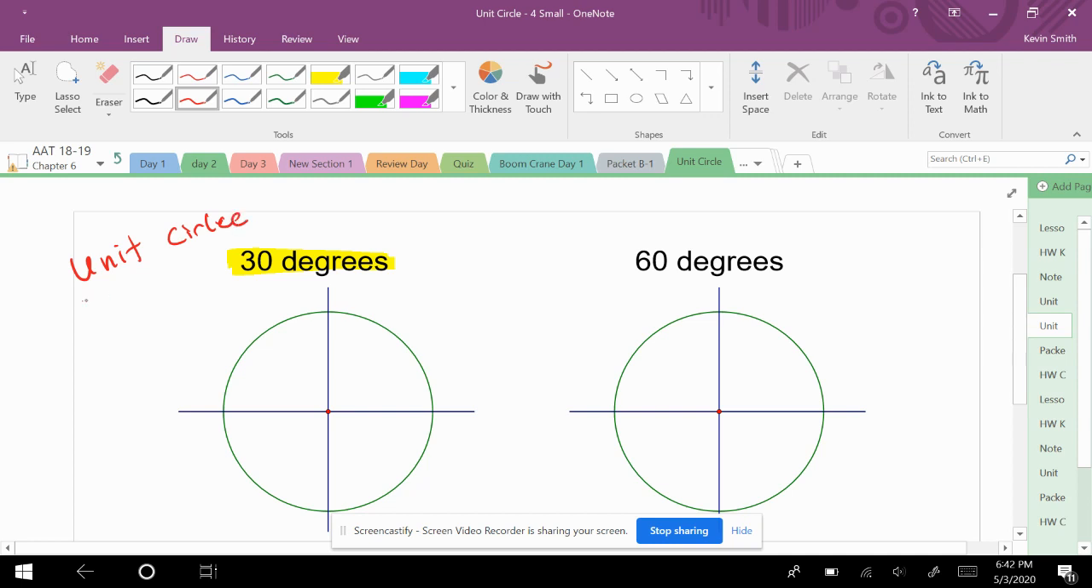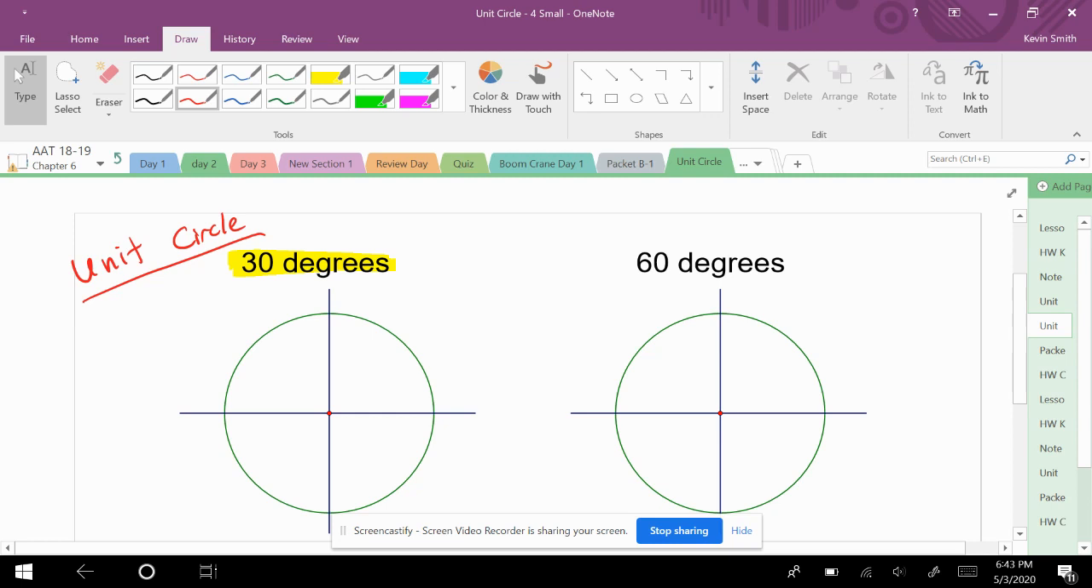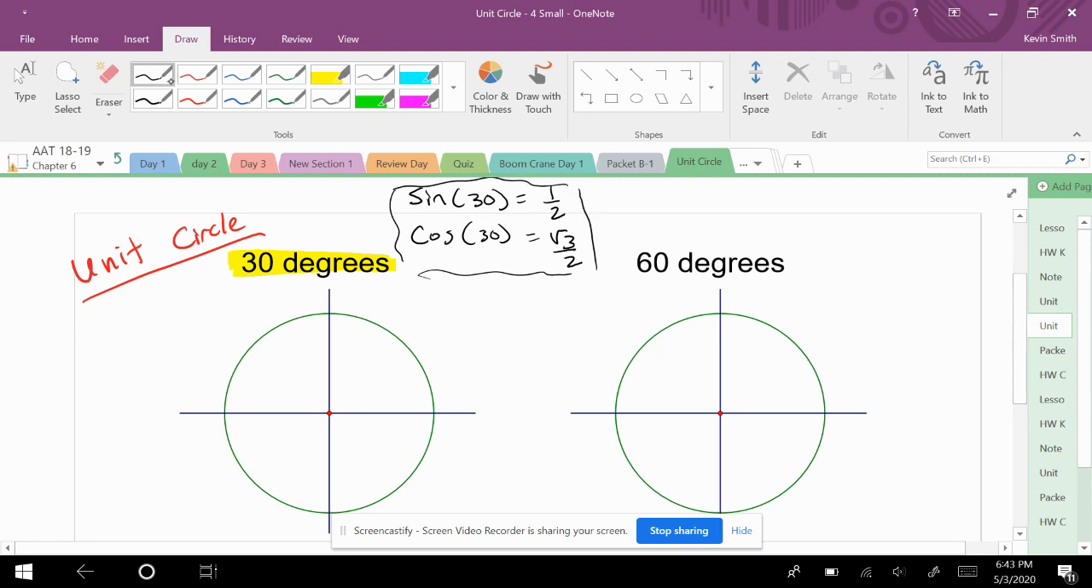Hopefully, if you remember from the warm-up video, sine of theta is our y and cosine of theta is our x. So let's just recall off to the right here what the sine of 30 degrees is, which would be 1/2, and the cosine of 30 degrees, which would be square root of 3/2. We'll just leave that off to the right so we can use it as a reference.